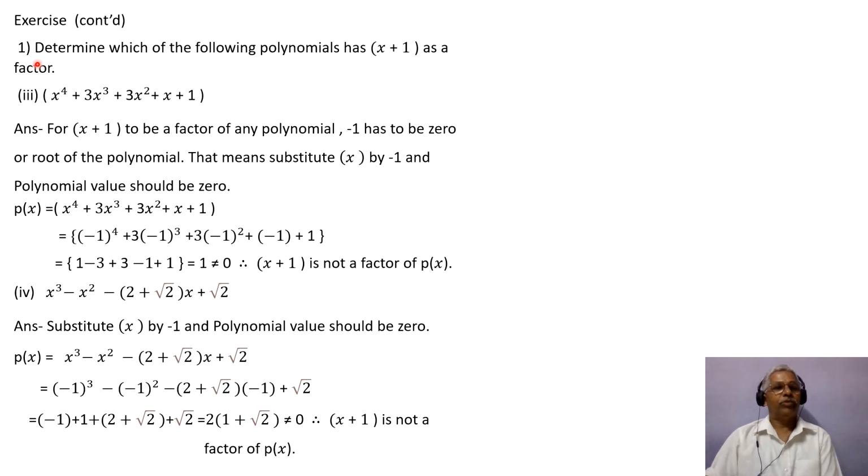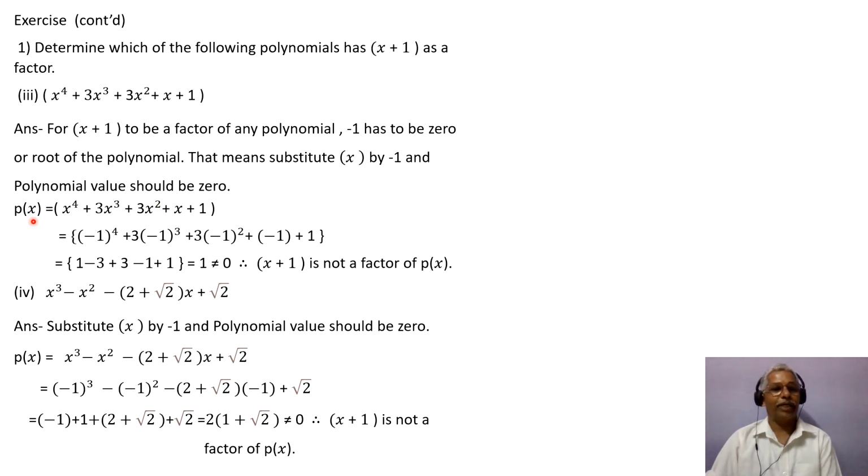Exercise continued. Again, the third polynomial, we have to check whether x plus 1 is a factor of x raised to 4 plus 3x cube plus 3x square plus x plus 1. We know what to do. For x plus 1 to be a factor of any polynomial, minus 1 has to be the zero or root of the polynomial, because that is the zero of this. That means substitute x by minus 1 and check the value of the polynomial.